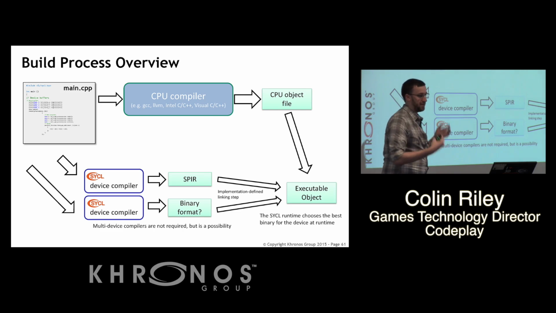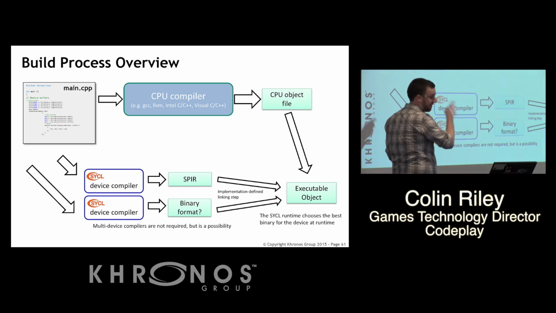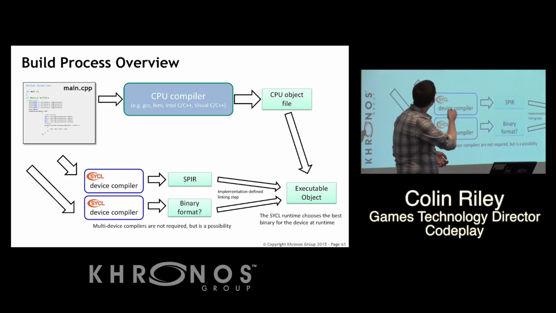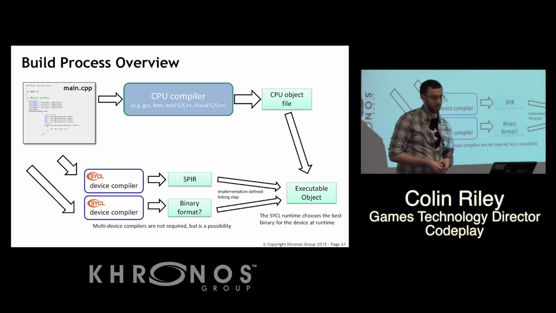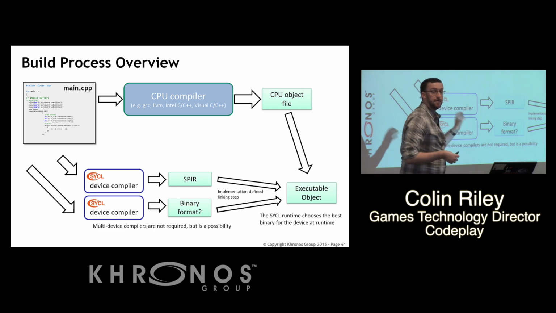So from a build engineer's or a developer's state of mind, the overview of how it builds is again split. Because it uses standard C++ and doesn't have any language extensions, SYCL code goes through any standards compliant C++ compiler, be that GCC, Clang, Intel, or Visual C++. From that, you'll get your CPU object file and link it into your executable object. And then you can use device compilers, which run over the source code again to allow the compilation of SPIR or other binary formats. The implementation of SYCL has a linking step, which is implementation defined, but everything ends up in the executable object.